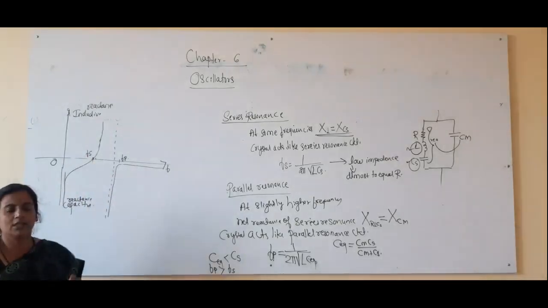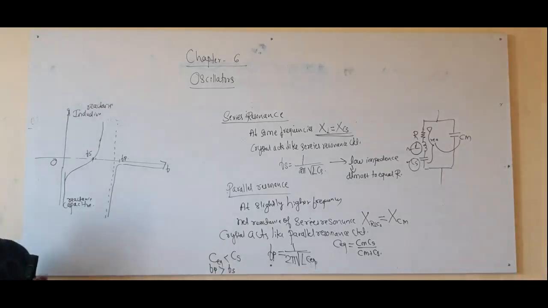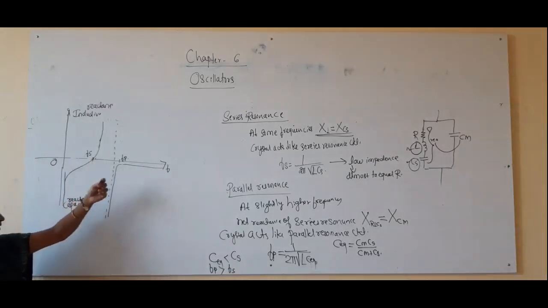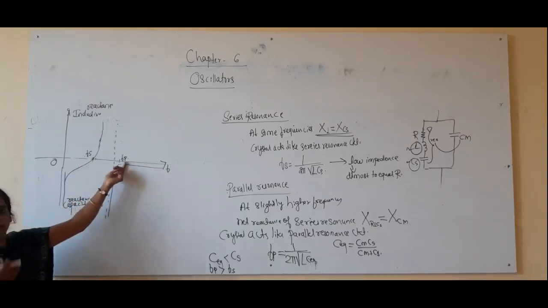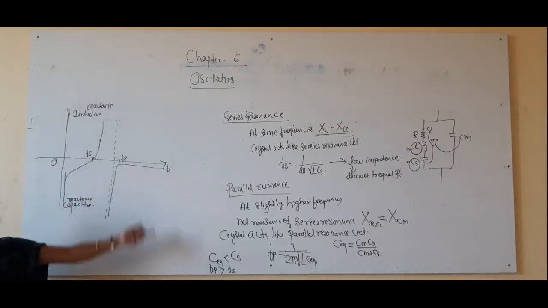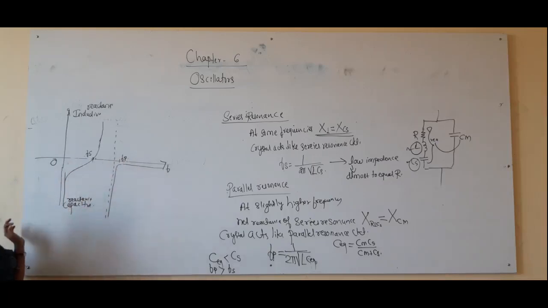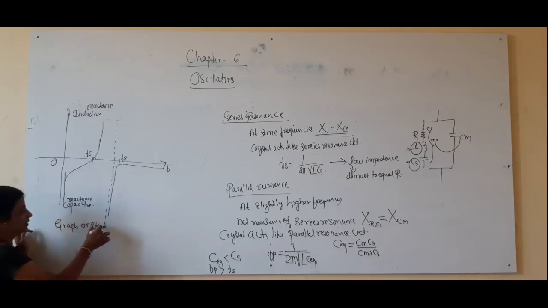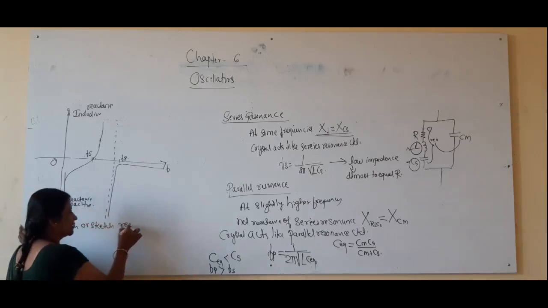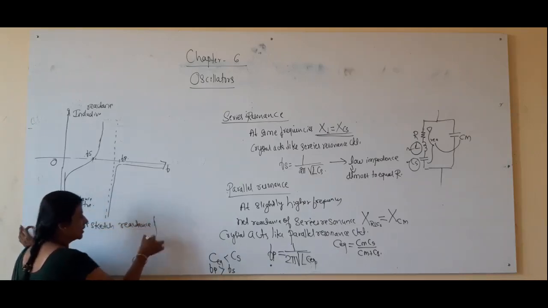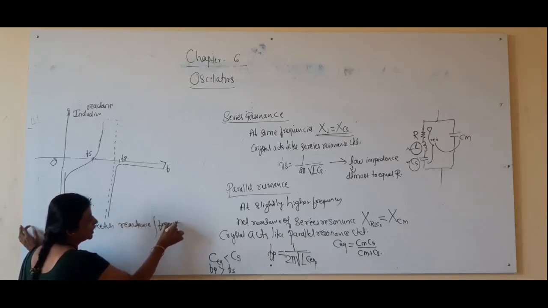At low frequencies, when the circuit reactances become almost equal, that is XL, the reactance of inductance, is equal to the reactance of capacitance, then at that time it behaves as the series resonating frequency. But when the entire net reactance of the RLC circuit becomes equal to the reactance of the mounting capacitance, at that time it behaves as a parallel resonating circuit. This is the sketch of reactance versus frequency for this particular crystal.